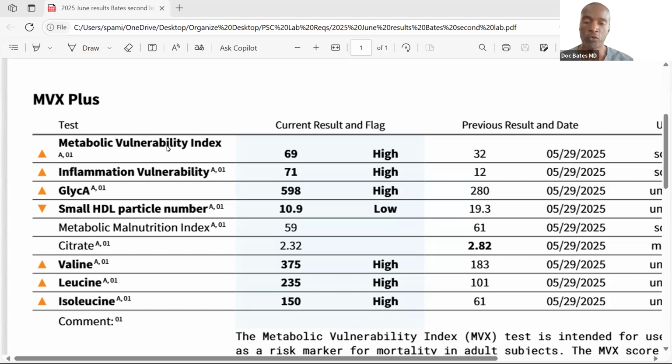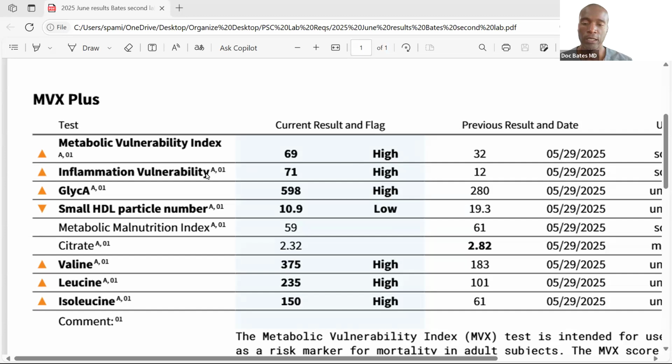The metabolic vulnerability index, the score on the 29th of May was 32. This is acceptable. Low 30s, 20s is ideal. I think the lowest score so far has been 19. So, the goal would be to bring this 32 down into the 20 range.